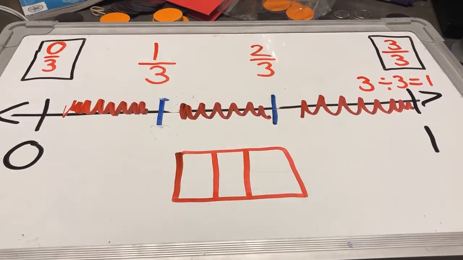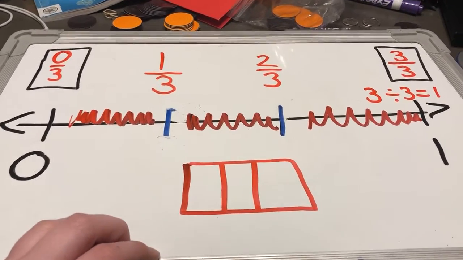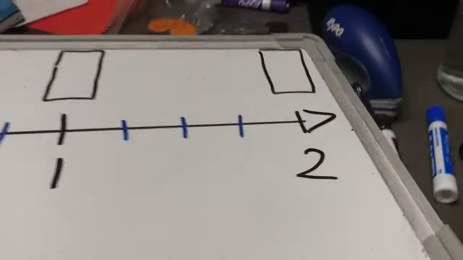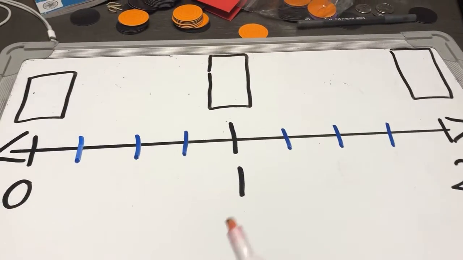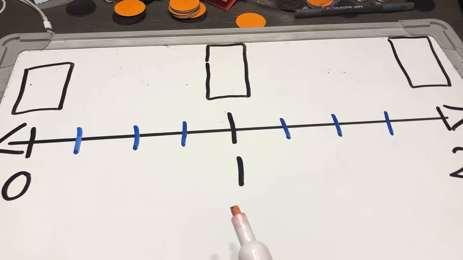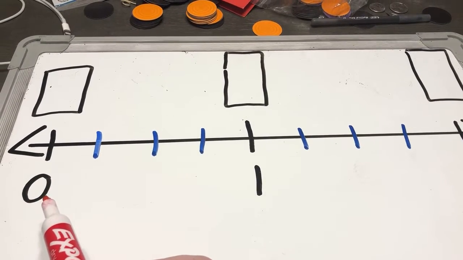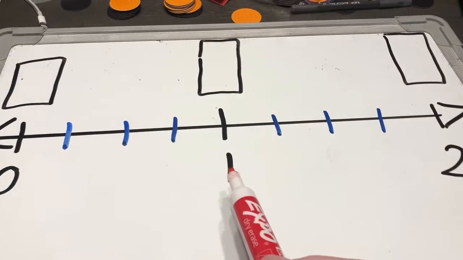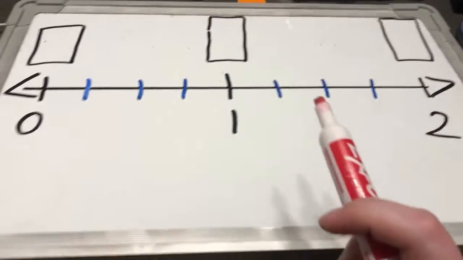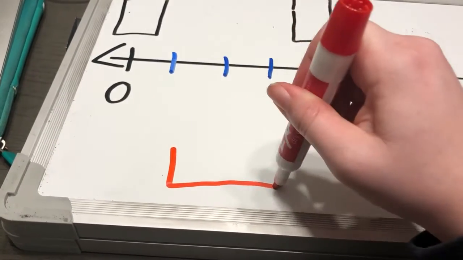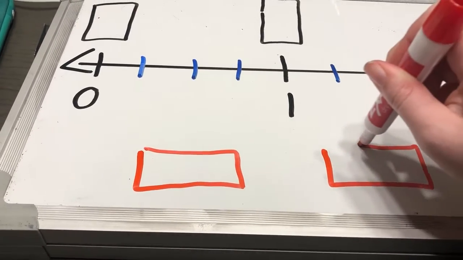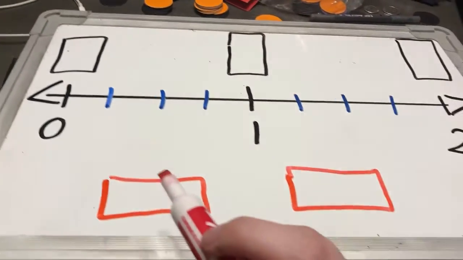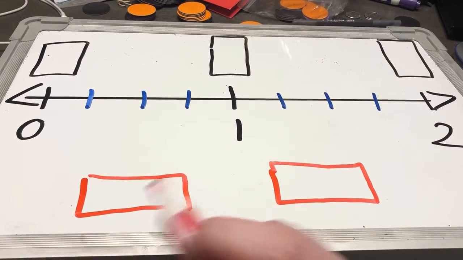Now let's see how we do when we have a number line that's a little more than 1 whole. We have a new number line, and I see that we have 0 marked, 1 whole marked, and 2 wholes. So this time we're working with 2 wholes. I like to draw these rectangles. I like to see fractions that way too, other than just on a number line.